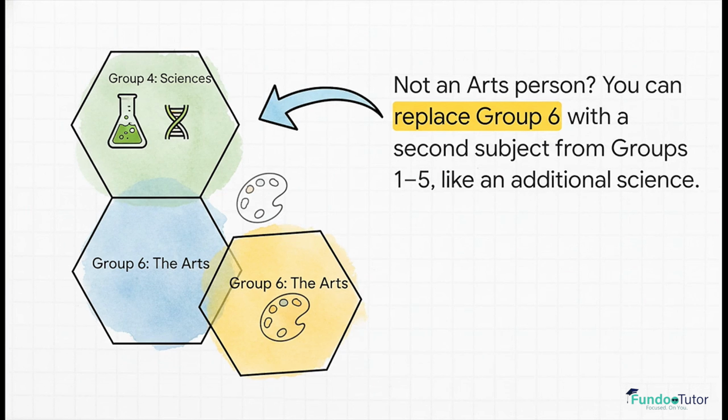And right here, this is your first major strategic move. If you're not an arts person, that's totally fine. You can drop your group 6 subject and instead pick up another science or a second language or an extra humanities course. Honestly, this is a game changer for a lot of students who are aiming for very specific degrees.